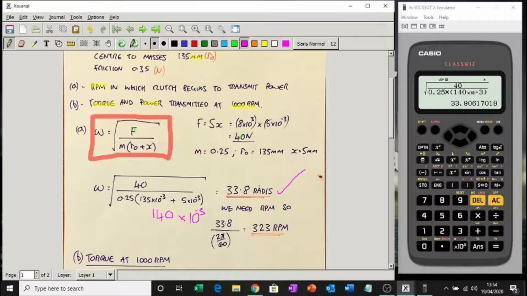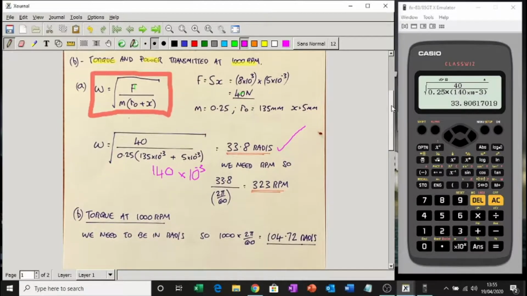That's the angular velocity in radians per second at which this clutch will start to transmit power. We've got to put it in RPM because we still use RPMs, although it's not the SI unit. When we talk about clutches, we'll use RPMs. So don't forget to go from a radian per second into an RPM. We've got to divide it by 2 pi over 60, which we've done before. I won't go into why that is because we've done it before.